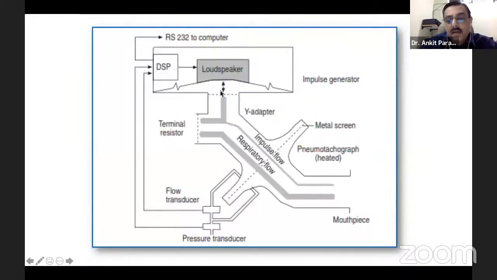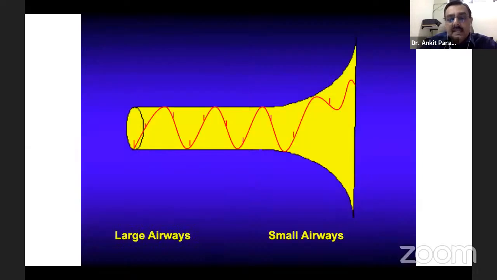So this is a loudspeaker, and through this the sound waves would go, and the mouthpiece is there where the child is breathing. What happens is that these sound waves go into the airways, and what we understand is that sound waves of lower frequency can travel farther. On the other hand, sound waves of higher frequency are limited to the smaller airways. And that helps us to know whether it is a peripheral airflow obstruction or a central obstruction.